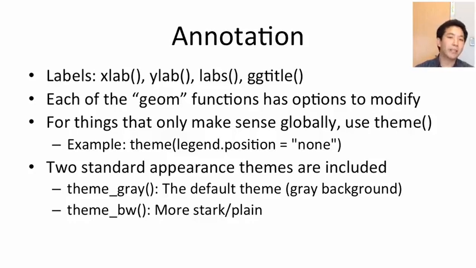There are some things that only make sense globally, meaning for the whole plot, and so the theme function is available for that. So this might specify the basic colors, the background colors, or here, for example, the position of the legend. And you can use the theme function to specify these options. And then finally, there are some general themes that are built in that control a lot of different elements of the plot, so you can set many options at once.